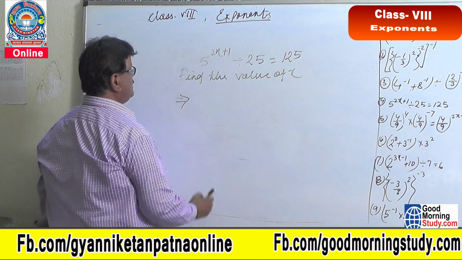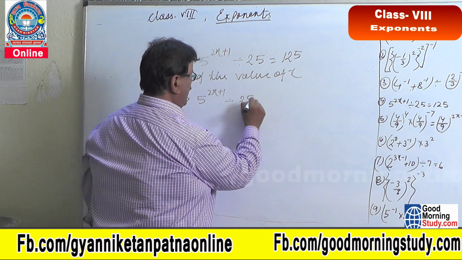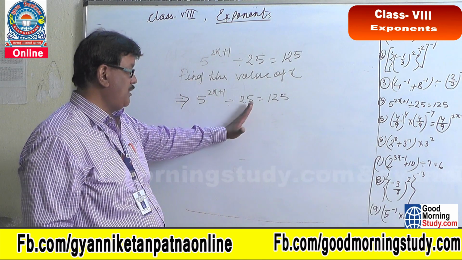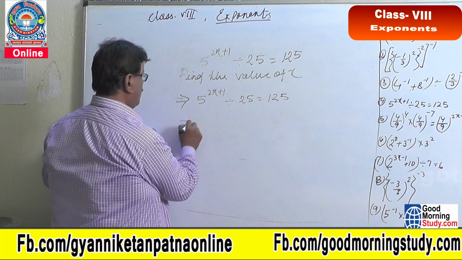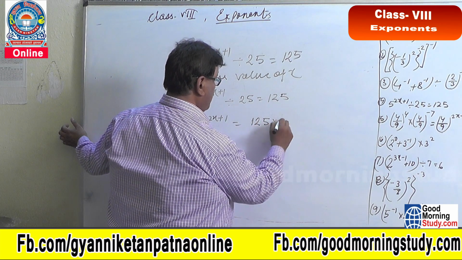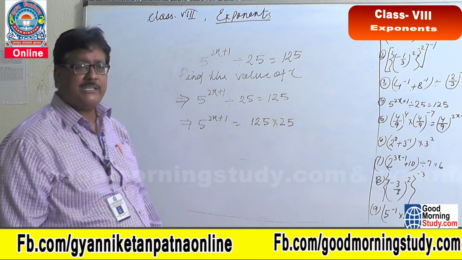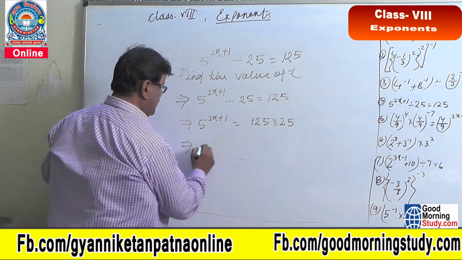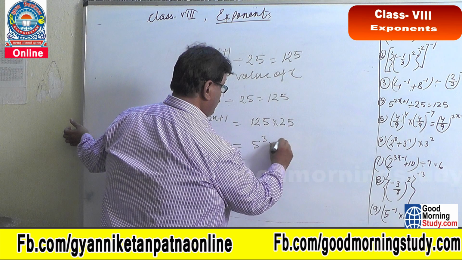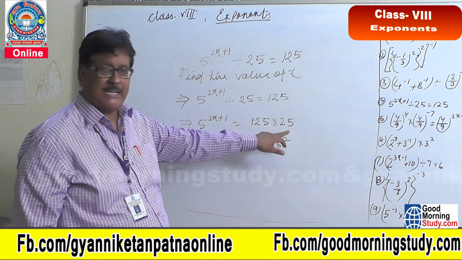So what we will write here is 5 raised to the power 2x plus 1 divided by 25 is equal to 125. Now transpose the division by 25 to the right side. What will we get? 5 raised to the power 2x plus 1 will be equal to 125 multiplied by 25. This division will change into multiplication on the right side. So in the next step, 5 raised to the power 2x plus 1 will be equal to 5 raised to the power 3 into 5 raised to the power 2. 5 raised to the power 3 is 125, and 5 raised to the power 2 is 25.